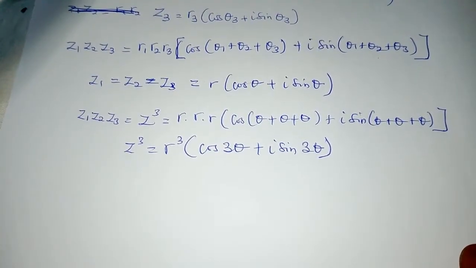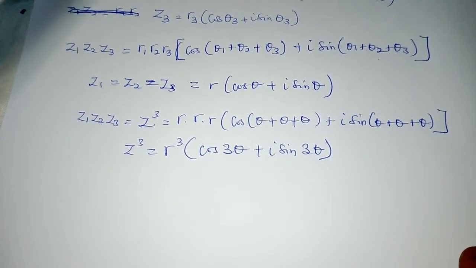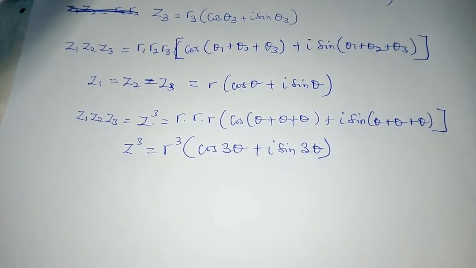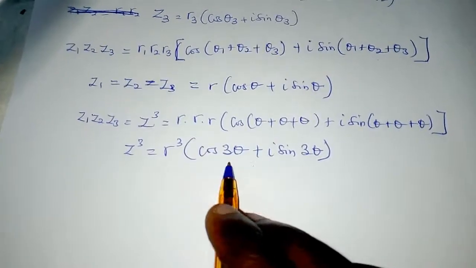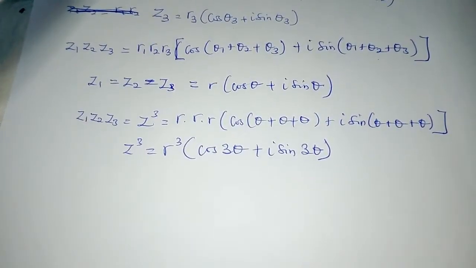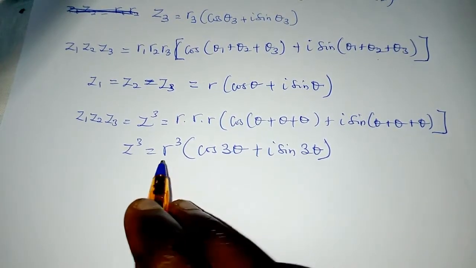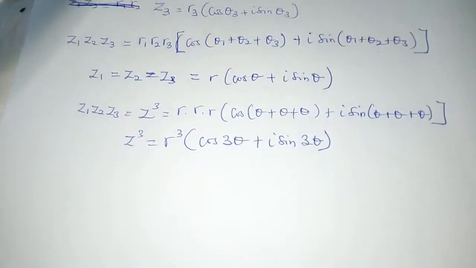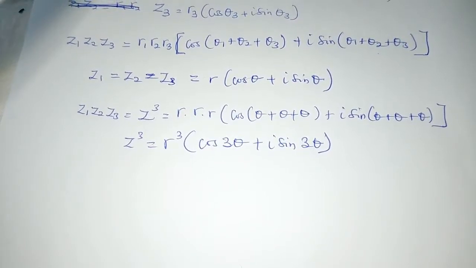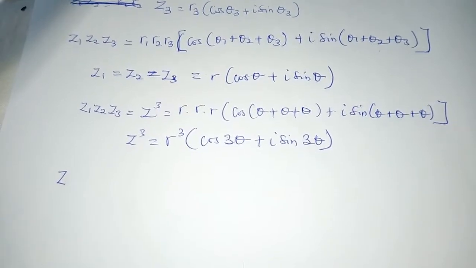And this turns out to become r cubed, cos 3 theta plus i, the sine of 3 theta. So now the result here shows that if we wish to cube a complex number in the polar form, we just cube the modulus, which is the r, and multiply the argument by 3. Similarly, if you want to square a complex number in the polar form, we square the modulus and multiply the argument by 2.